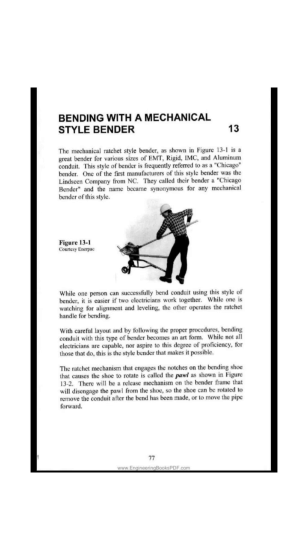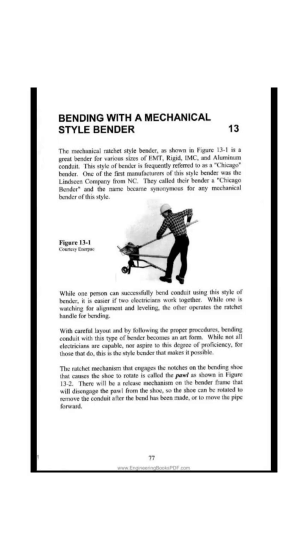While one person can successfully bend conduit using this style of bender, it is easier if 2 electricians work together. While one is watching for alignment and leveling, the other operates the ratchet handle for bending. With careful layout and by following the proper procedures, bending conduit with this type of bender becomes an art form. While not all electricians are capable, nor aspire to this degree of proficiency, for those that do, this is the style bender that makes it possible.